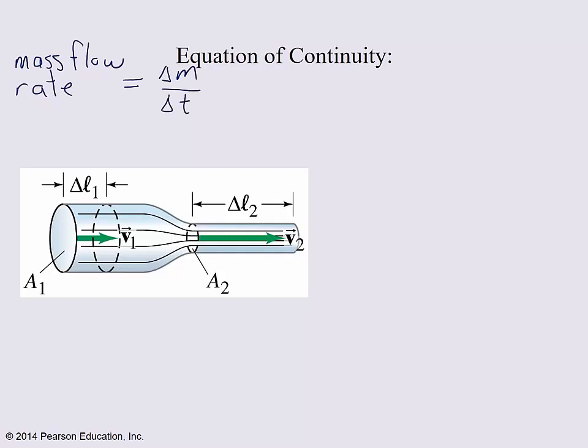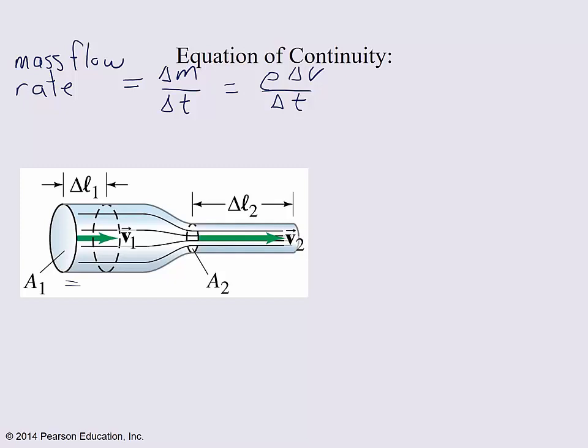If the density of the fluid is not changing, then we can change the mass to say that, well, remember that density is mass per volume. So mass then is density times the change in volume over the change in time. So this can tell us how much mass is going through a particular area.